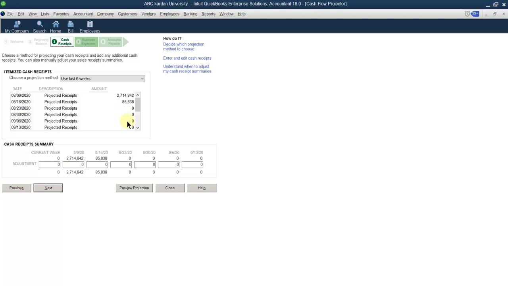And remember one thing, that this cash flow projector is made only for 6 weeks. So if you want to make an estimation for the next 6 weeks, the data of the last 6 weeks should be applied. If we apply the data of the last 6 weeks, the first week will be the same as this one, the second week will be the same as this one, and the rest of the weeks will be equal to zero. Why? Because you are saying that whatever you have received in the last 6 weeks will be received in the future.